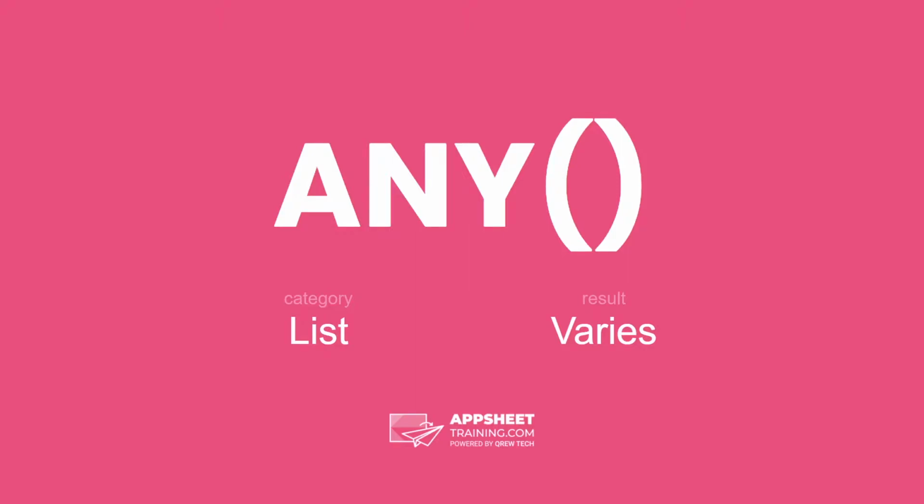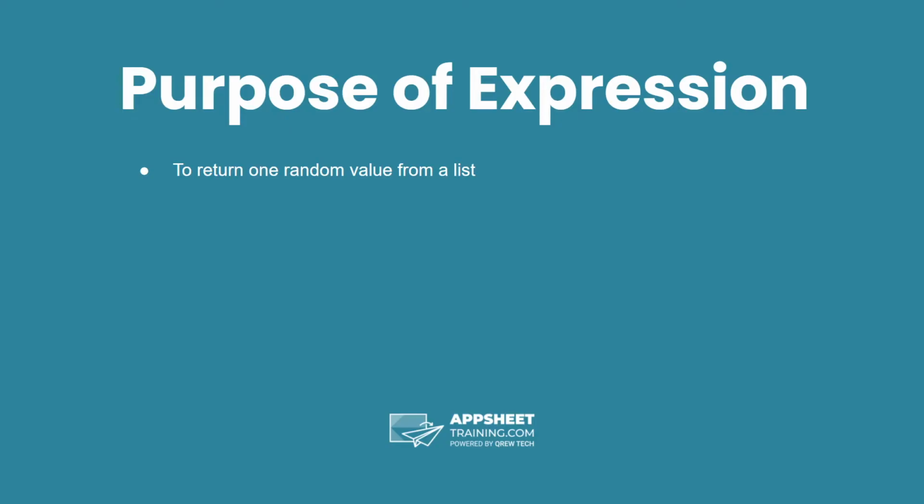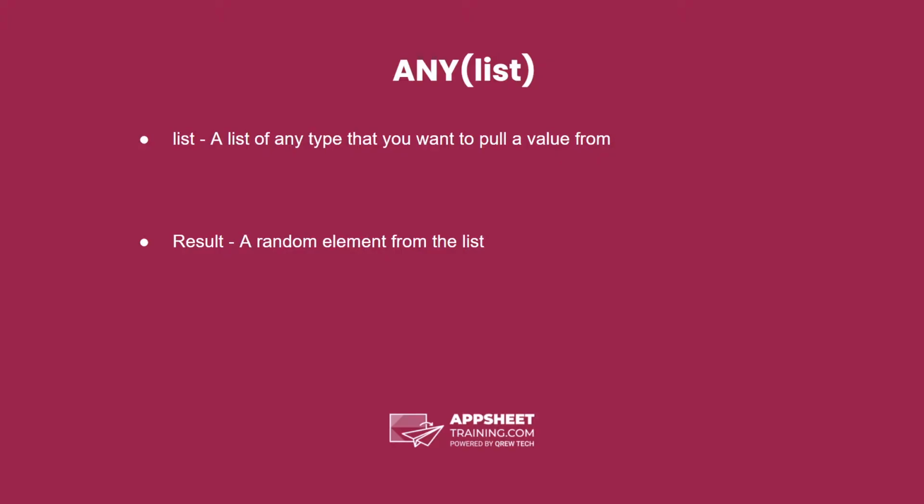The any expression is in the category list, but the result varies depending on the type of elements in the list. The purpose of this expression is to return one random value from a list. The any expression has one parameter, a list of any type that you want to pull a value from, and the result is a random element from that list.